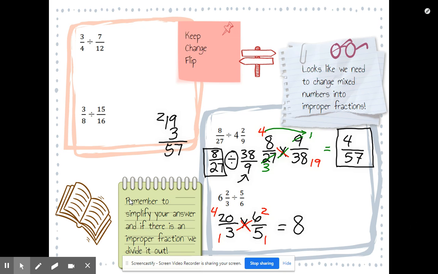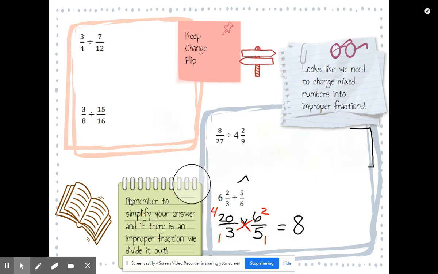Okay? Did we need to change anything or simplify anything on that one? No, because we don't have an improper fraction. And even if we did, we wouldn't be able to simplify it because it would be 8 over 1. Okay? All right, let's erase and move on.